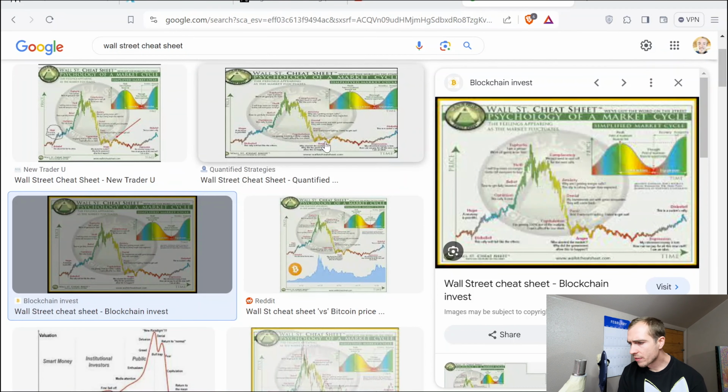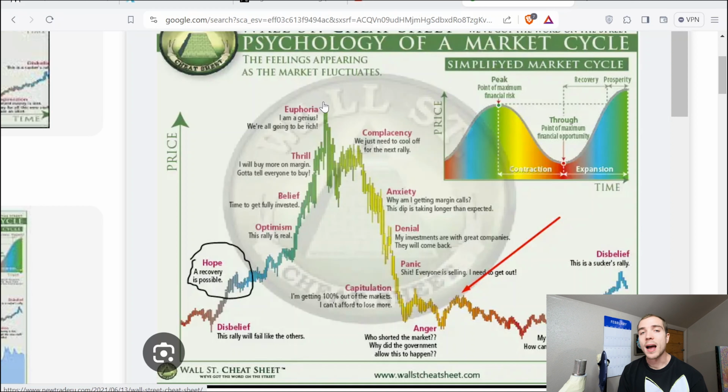Let's go ahead and load a different image. That one's all blurry here. Here we go. So there's this euphoria phase of the market cycle where everybody is super excited. And then you get the depression phase that comes shortly after.